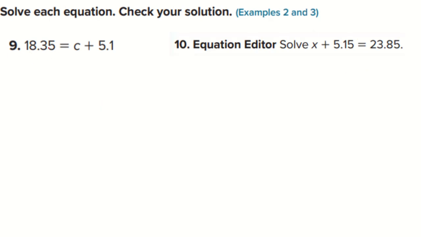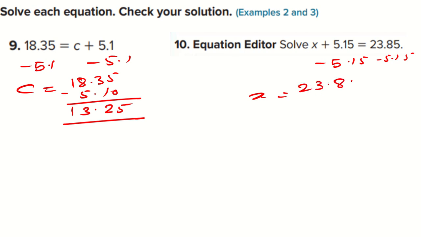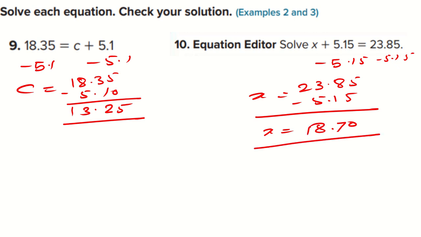Next is same type of question with the decimal numbers. So minus 5.1 minus 5.1. So this will be C is equal to 18.35 minus 5.1. So here write 0 to make the all decimal numbers same, the same decimal places. So 5 minus 0, 5, 3 minus 1, 2, 8 minus 5, 3 and 1. This is the answer. Same here, minus 5.15 minus 5.15. So x is equal to just 23.85 minus 5.15. That is x is equal to 5 minus 5, 0, 8 minus 1, 7, 23 minus 5, 18. So 18.70 is the answer.